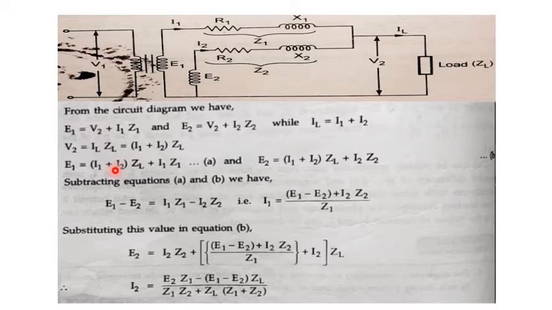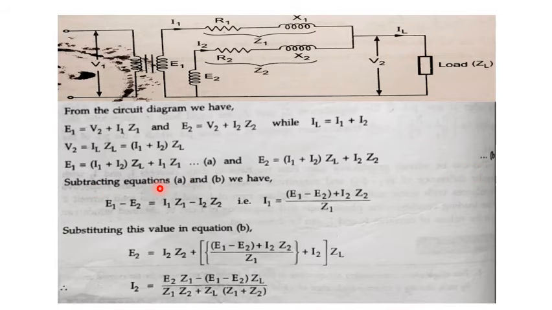Now just substitute this V2 value in these two equations, that is E1 and E2. Then E1 is equal to, in place of V2, I1 plus I2 into ZL, plus I1 Z1. Call this equation number A. And here in place of V2 again substitute I1 plus I2 into ZL, plus I2 Z2 as it is. Call this equation number B.